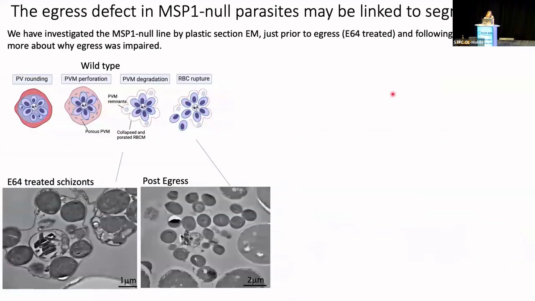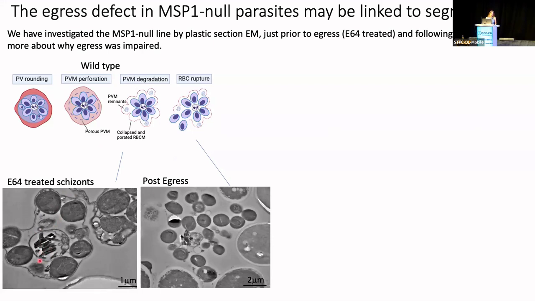And so we then looked at the MSP1 null line parasites to see why this egress defect might be occurring. Essentially what we did was we looked at it prior to egress, so treated with that cysteine protease I mentioned earlier that prevents red blood cell rupture, or after egress, so after the red blood cell membrane had ruptured.